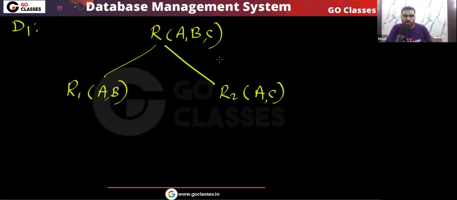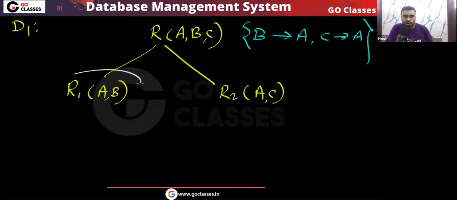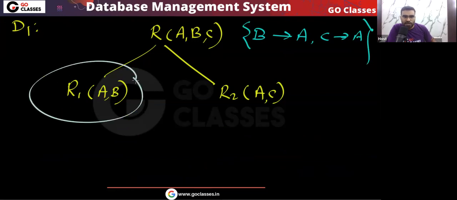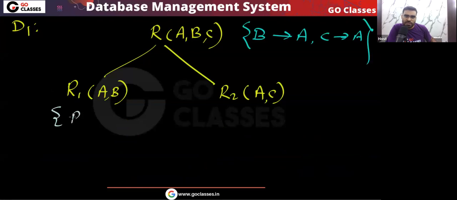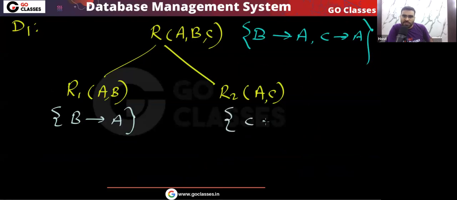Yes or no? For example, just think about it. Let me give you some functional dependencies. Let's assume that B determines A and C determines A. Okay, let's assume these are the functional dependencies. Now, if you do this decomposition, then what are the projected functional dependencies on R1? B will determine A. And what are the projected functional dependencies on R2? You can see these are the projected functional dependencies on R2.